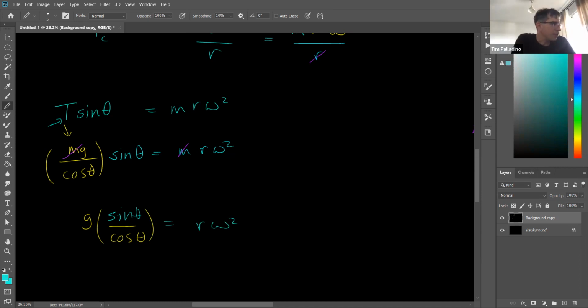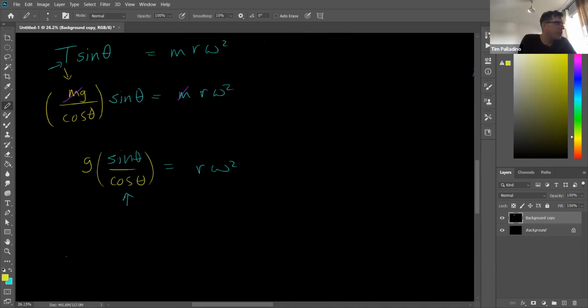Does anyone see a substitution that I can make? It's more like a math thing that you would do from some tangent topic. Yeah, so I can make a substitution. This term right here is just the tangent of theta. So this is now just going to equal g times the tangent of theta, and that's going to equal r omega squared. So what I'd like to do is leave the problem to you at this point, and can you finish it and then determine, is the answer going to be A, B, or C?